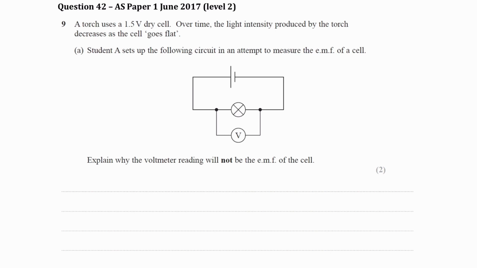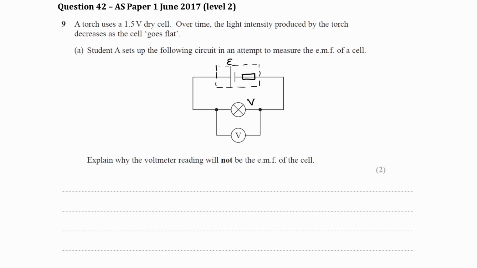It won't be the EMF because there is internal resistance in the circuit. So that would mean that voltage is dropped across that internal resistance, and therefore not all of the EMF will be dropped across the bulb. So whatever our EMF is, we will have our terminal PD, which is the voltage across the terminals of the cell, or the external components, same thing.